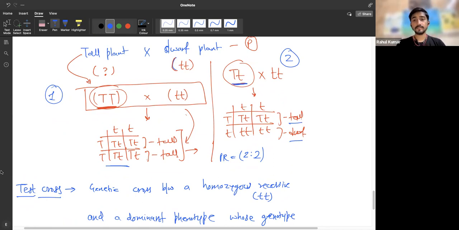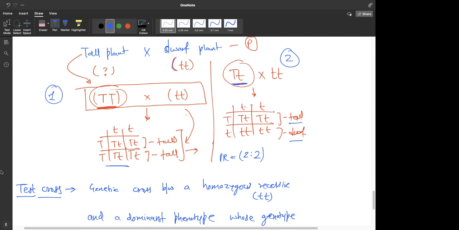So you understand test cross? You understand law of dominance. You understand how ratios come up. Yes, sir. You understand how to solve any given question, right?